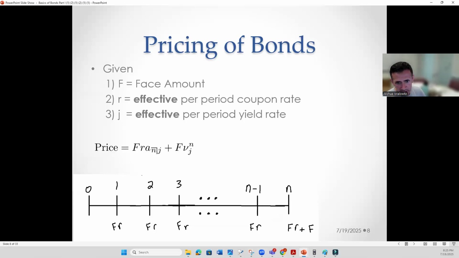Why this kind of loan terms? I don't know. That's a good question. I'm honestly not sure of the history of loans. I'm sorry, of bonds.